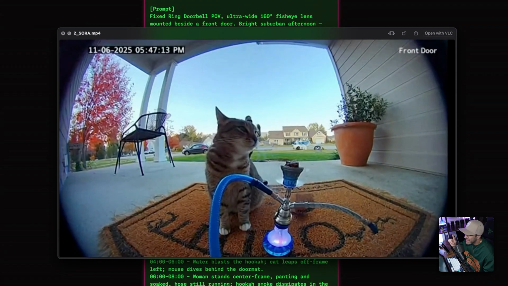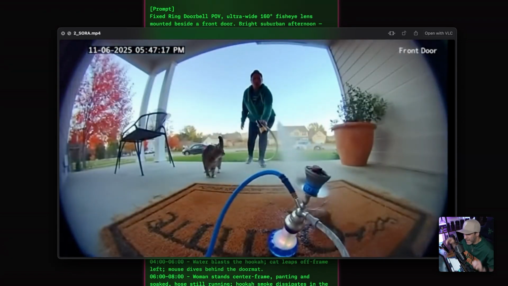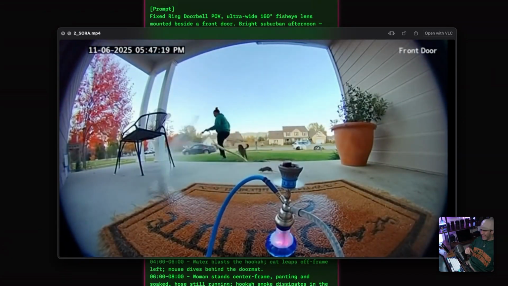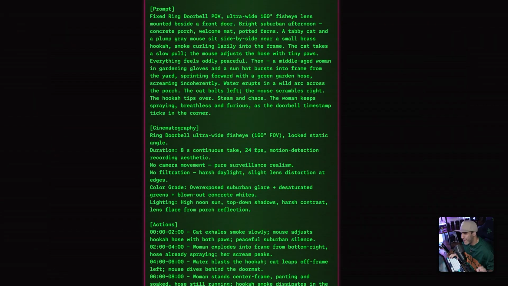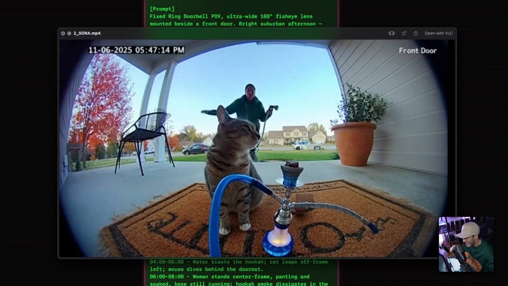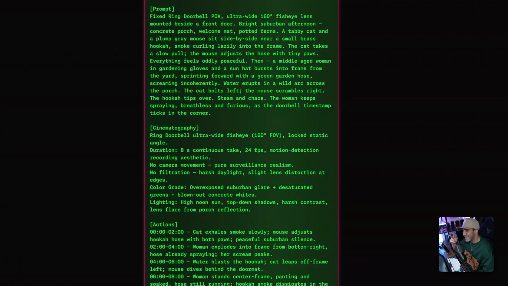Hey, what in the world? Get off my porch! Get, you go! Unbelievable. Smoking on my porch, cat and mouse. Hey, what in the world? Get off the porch!